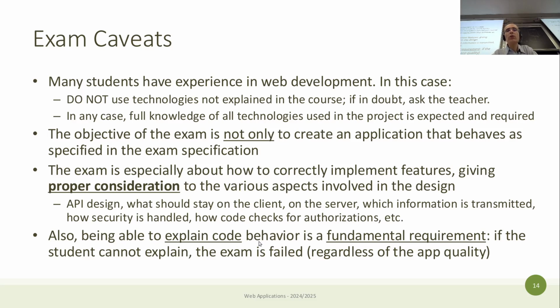Being able to explain the code behavior is a fundamental requirement because it allows us to understand that you know your code. It means that at least you know what's happening, and so we are quite confident that you developed it yourself, or at least you put your hands on the code.